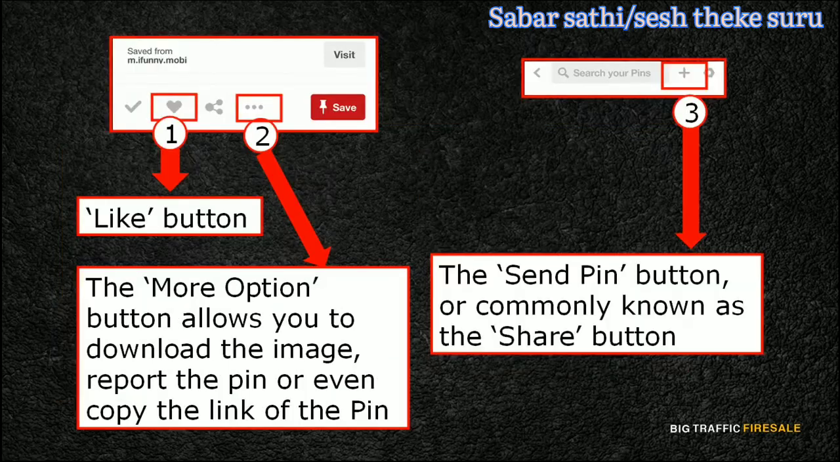The common options in Pinterest are the Like button and the More option button. They allow you to download the image, report the pin, or even copy the link of the pin. Finally, the Add Pin button, or commonly known as the Add button.